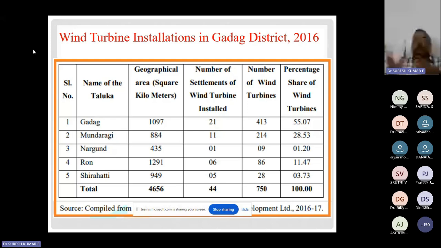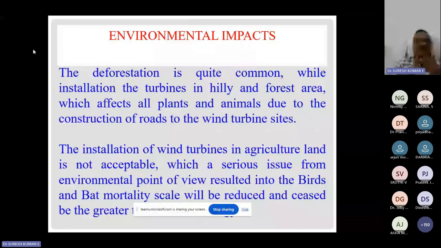Then the percentage share of wind turbines out of the total is 55. That means compared to other districts, you can see Mundaragi, Nargund, Ron, other villages. So deforestation is the issue there that we observed. Actually, that area is surrounded by forest, but deforestation is the issue there.